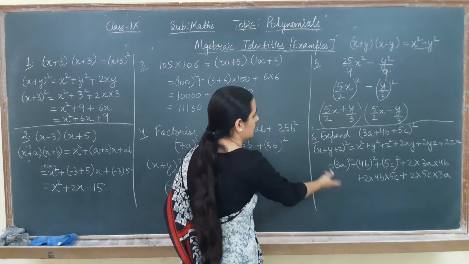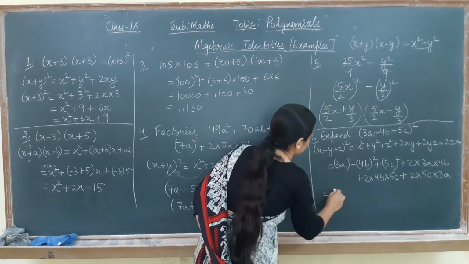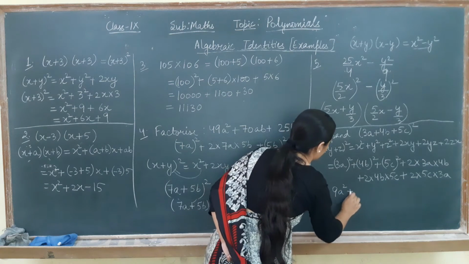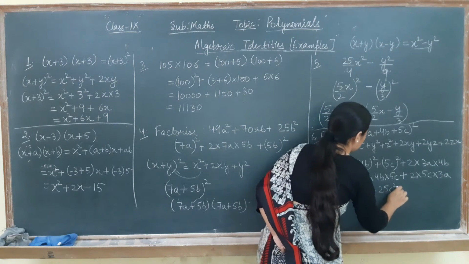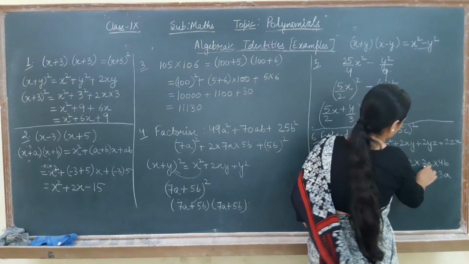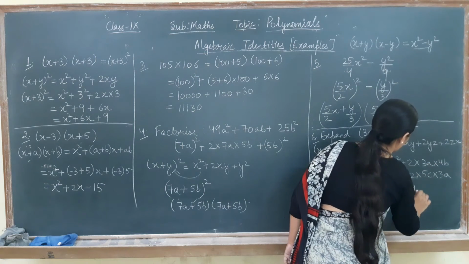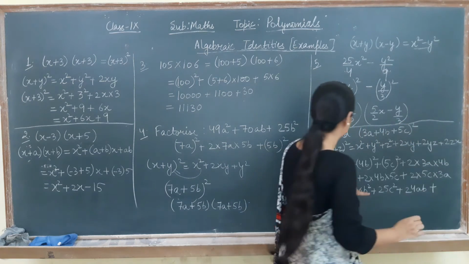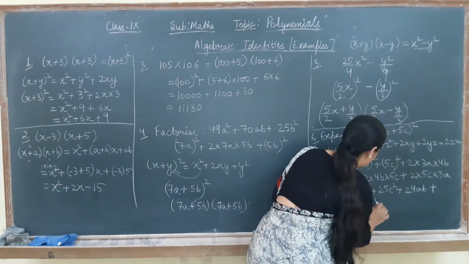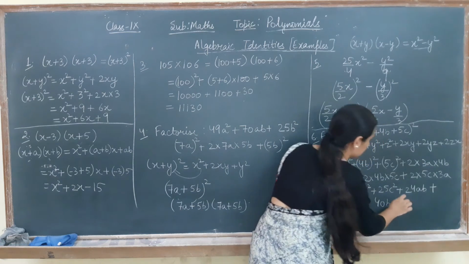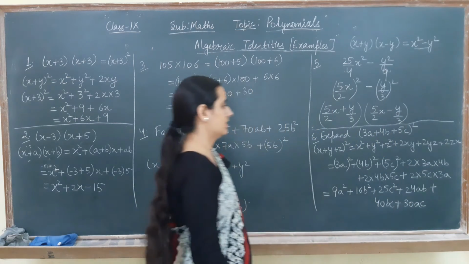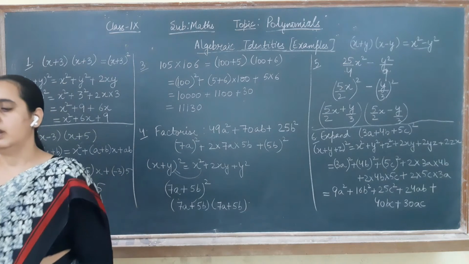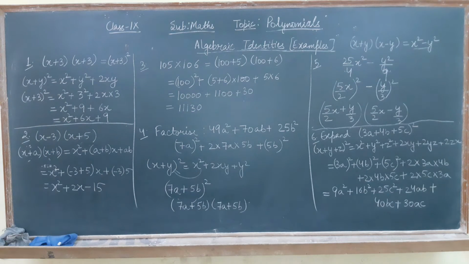Fine. We'll simply do the calculations. It will be 9a square plus 16b square plus 25c square, then plus 2 3s are 6, 6 4s are 24ab, plus 40bc plus 30ac. So this is my answer for this question. Fine. I hope these examples are clear to you. Let us move to the next examples.